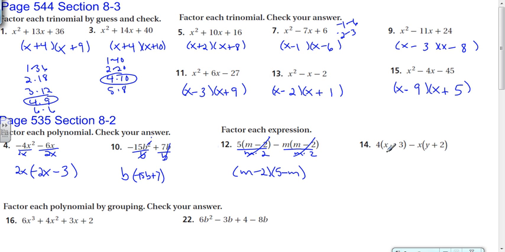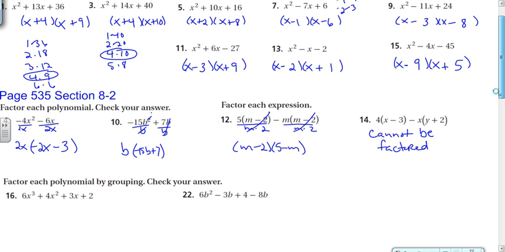Same thing on number 14. Or no, number 14 doesn't have anything in common. So this cannot be factored. You can't write the problem as the answer because the direction said to factor, so you can't leave a minus sign outside of parentheses. So that cannot be factored.